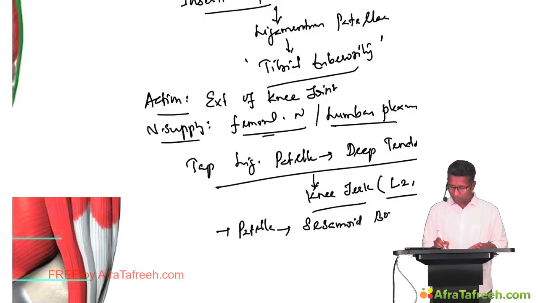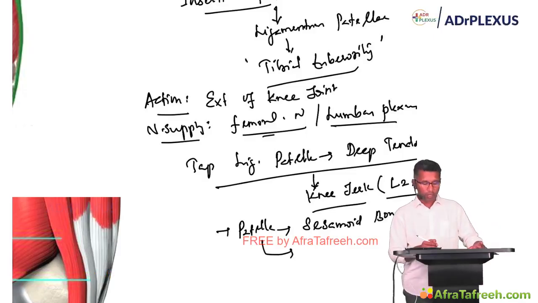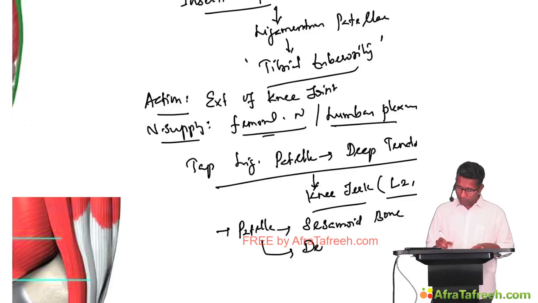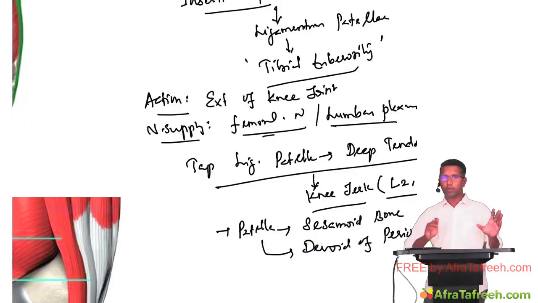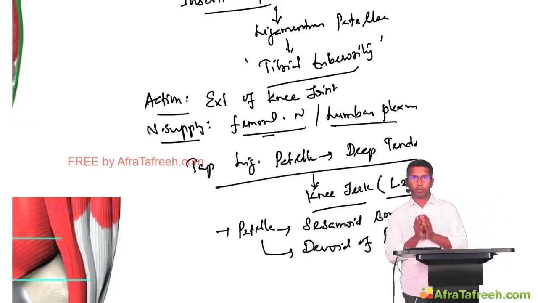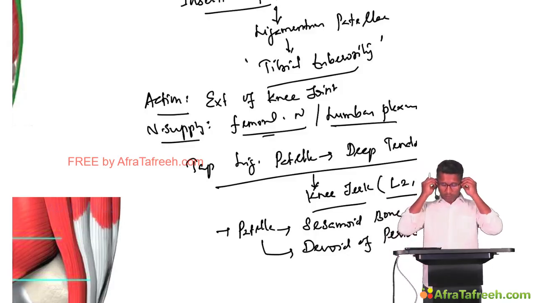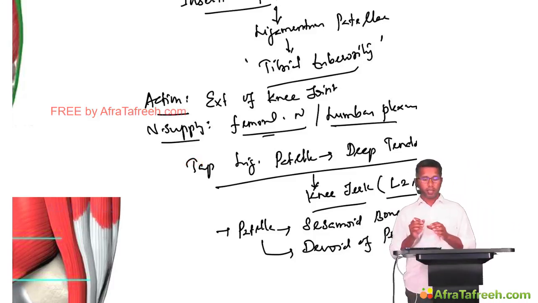It is called a sesamoid bone. These bones are devoid of periosteum, guys. Remember, any bone in the body, if it is a sesamoid bone, it is not covered by the periosteum. Usually a bone is covered on its outer aspect by periosteum, but sesamoid bones are not. This is one important message here.